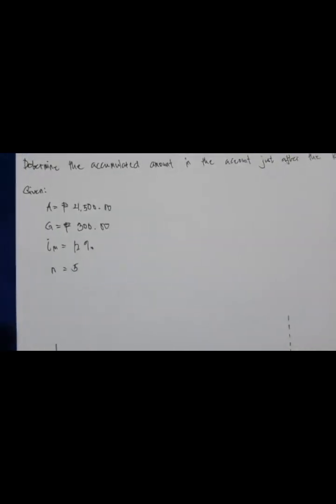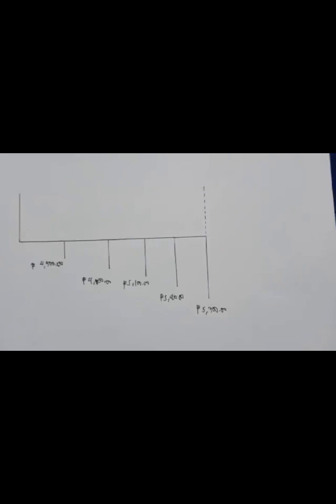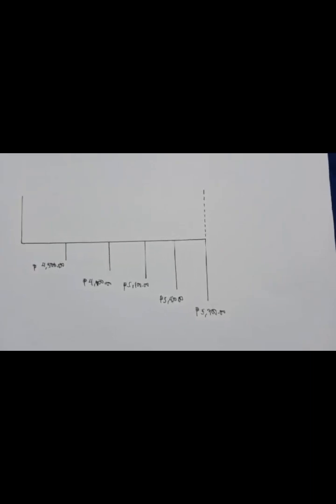Johnny makes 5 deposits that increase uniformly by 300 pesos every month in a savings account that earns 12% compounded monthly. If the initial deposit is 4,500 pesos, determine the accumulated amount in the account just after the last deposit. So we have the given here where A is the initial amount, G is the gradient, I is the interest rate, and N the number of periods. And this is our cash flow diagram.